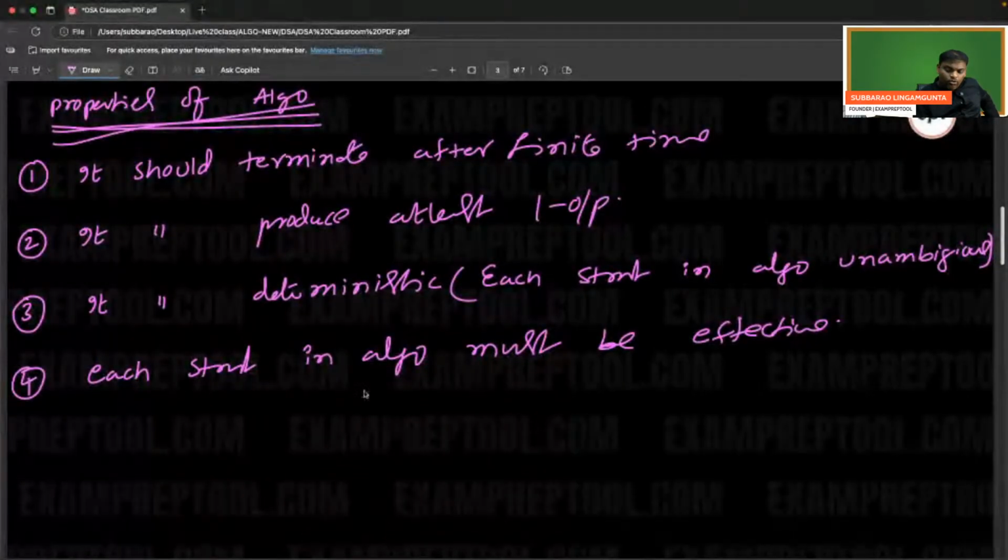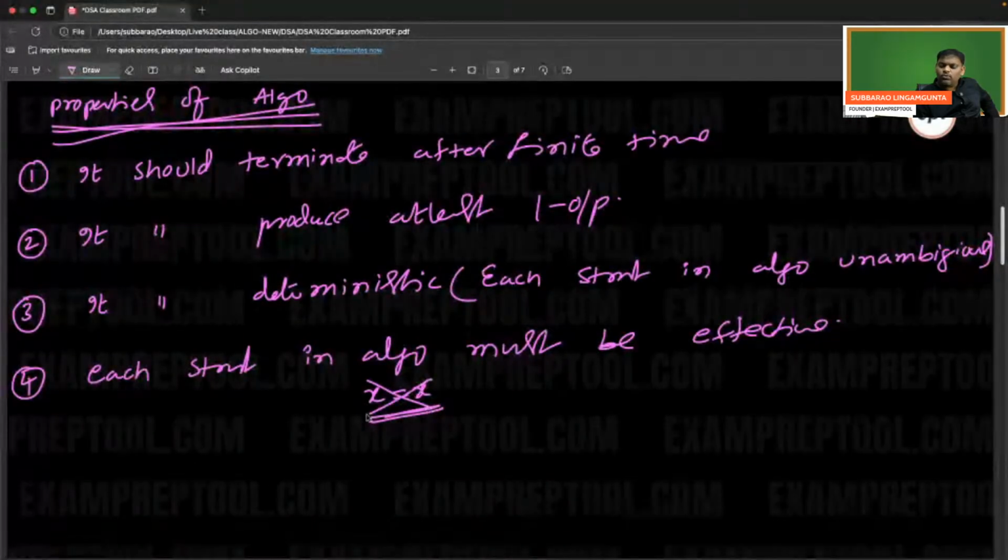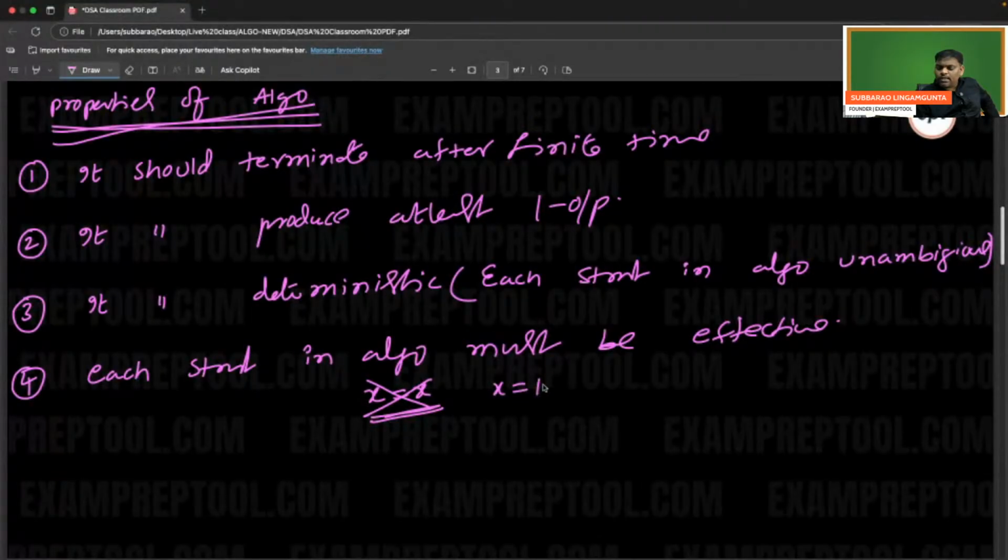See, you cannot write like this: X is equal to X. In algorithm, you cannot write it unnecessarily. Next one, X is equal to 1 into X. 1 into X is X only. What is the need of writing? This is also useless. Next one, X is equal to 0 plus X. What is the need? Unnecessary. So every statement in algorithm must be effective.